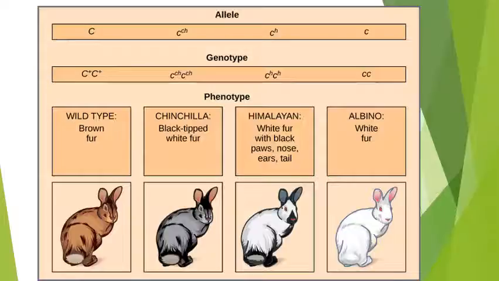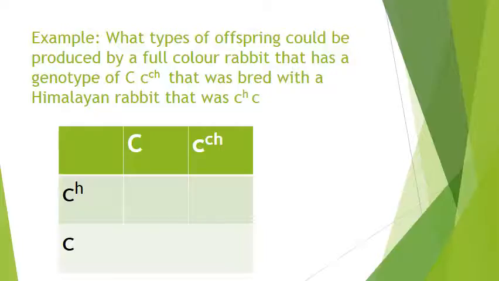So here we've got the example. So you've got the brown fur in the wild type, the black tipped white fur for the chinchilla, the Himalayan, which has white fur with black paws, nose, ears and tail, and the albino, which is all white. And you can see their genotypes up the top. So these ones are all homozygote. So we're just going to work through an example. So this one says, what types of offspring could be produced by a full colour rabbit that has a genotype of C plus CH? So this would be expressing the wild type brown that was bred with a Himalayan rabbit that was CH c. So this would be the albino one, which is recessive, and then you've got the Himalayan just here.